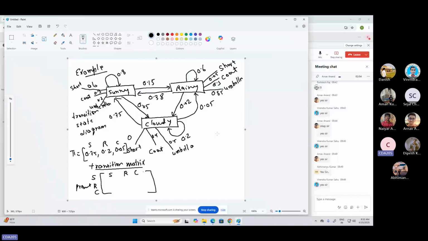So it is sunny to sunny, it is 0.8. Sunny to rainy, it is 0.15. And sunny to cloudy, it is 0.05. Rainy to sunny, you can see rainy to sunny, it is 0.38. Then 0.6, 0.02, 0.75, 0.2.